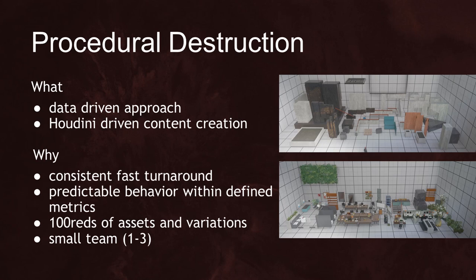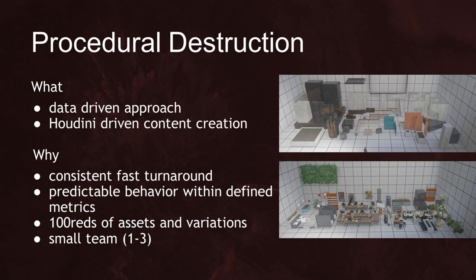So on the top right, you see a selection of breakable environment pieces, module kits that had to be addressed. Pillars and bits of wall and planters and railings and stairs. And on the bottom right, you see a selection of props that had to be broken.